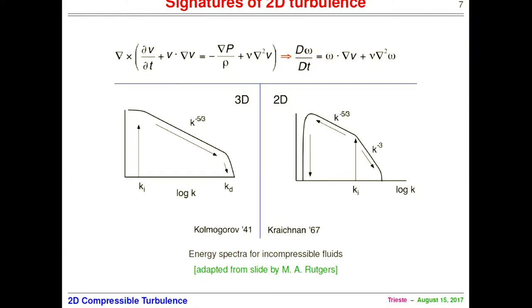In 2D, the situation is different. This term is exactly zero, and that blocks the flux of energy to small scales. What we have instead is two cascades. This graph shows a sketch of a power spectrum of energy. If we inject energy at some injection scale, k_i, then energy will go to large scales. It is expected that the spectrum will have a slope of minus 5/3, as predicted by Kraichnan. And there will be a secondary cascade of enstrophy to small scales, and the energy spectrum in that range is k to the minus 3.